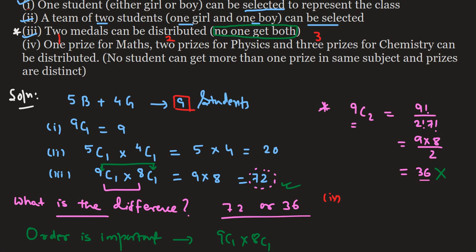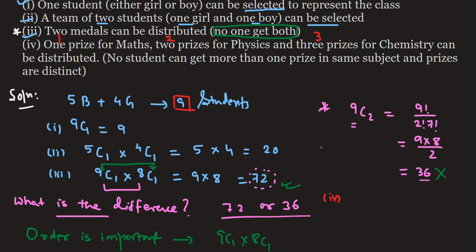and prizes are distinct. All the prizes are distinct. Okay. So first of all we do one thing. For the maths, how many options are there? No student can get more than 1 prize. No student will get more than 1 prize.